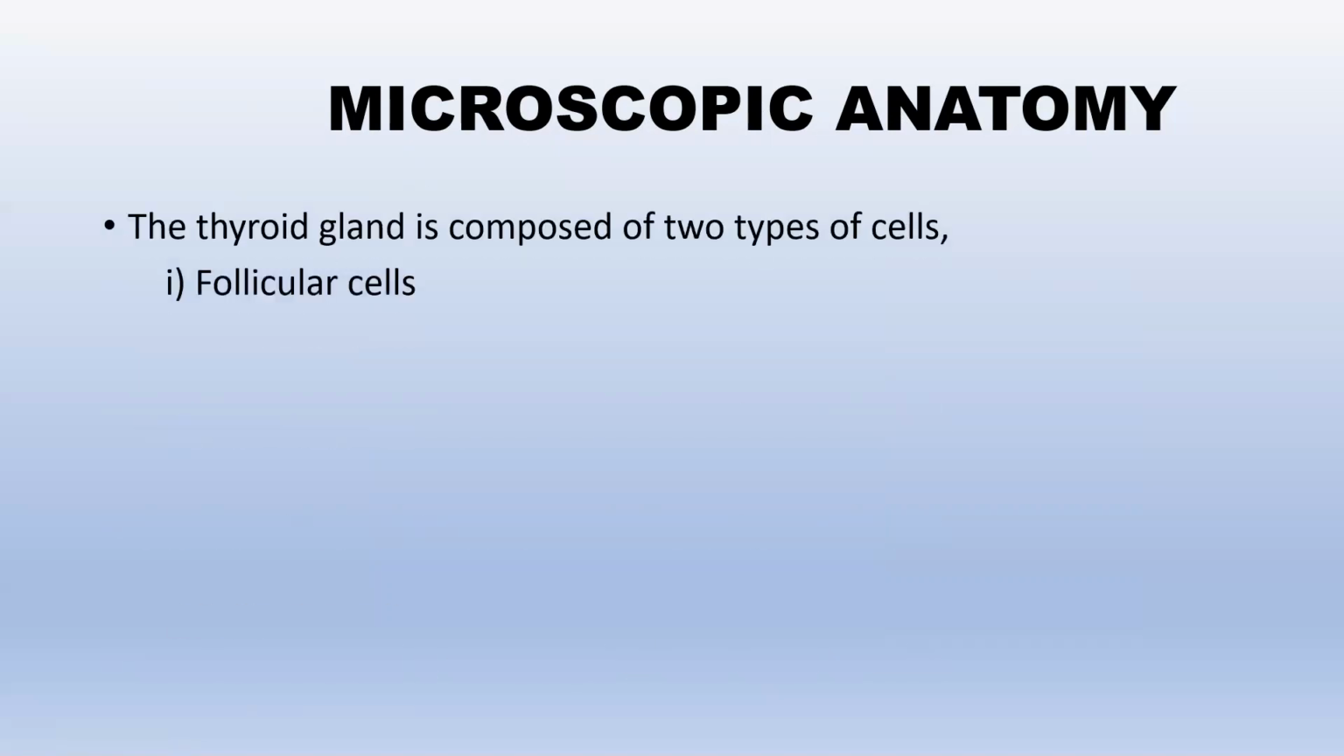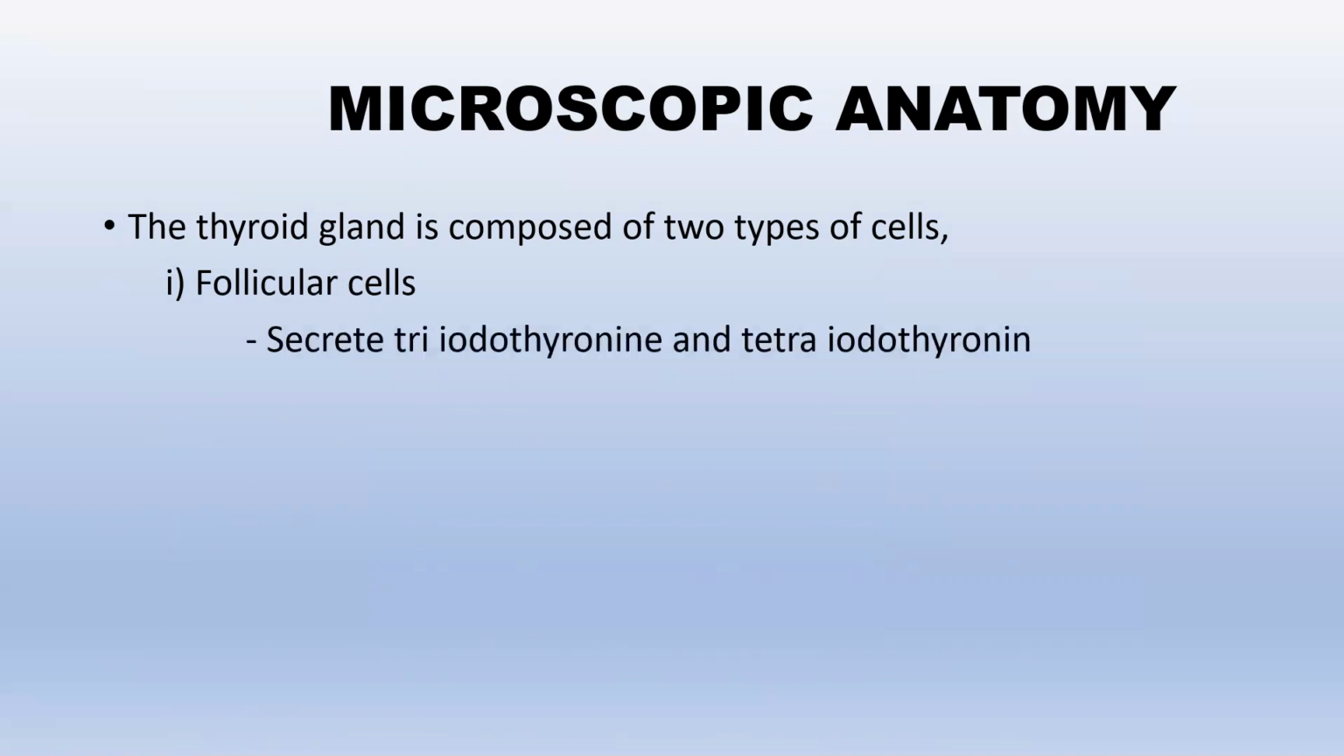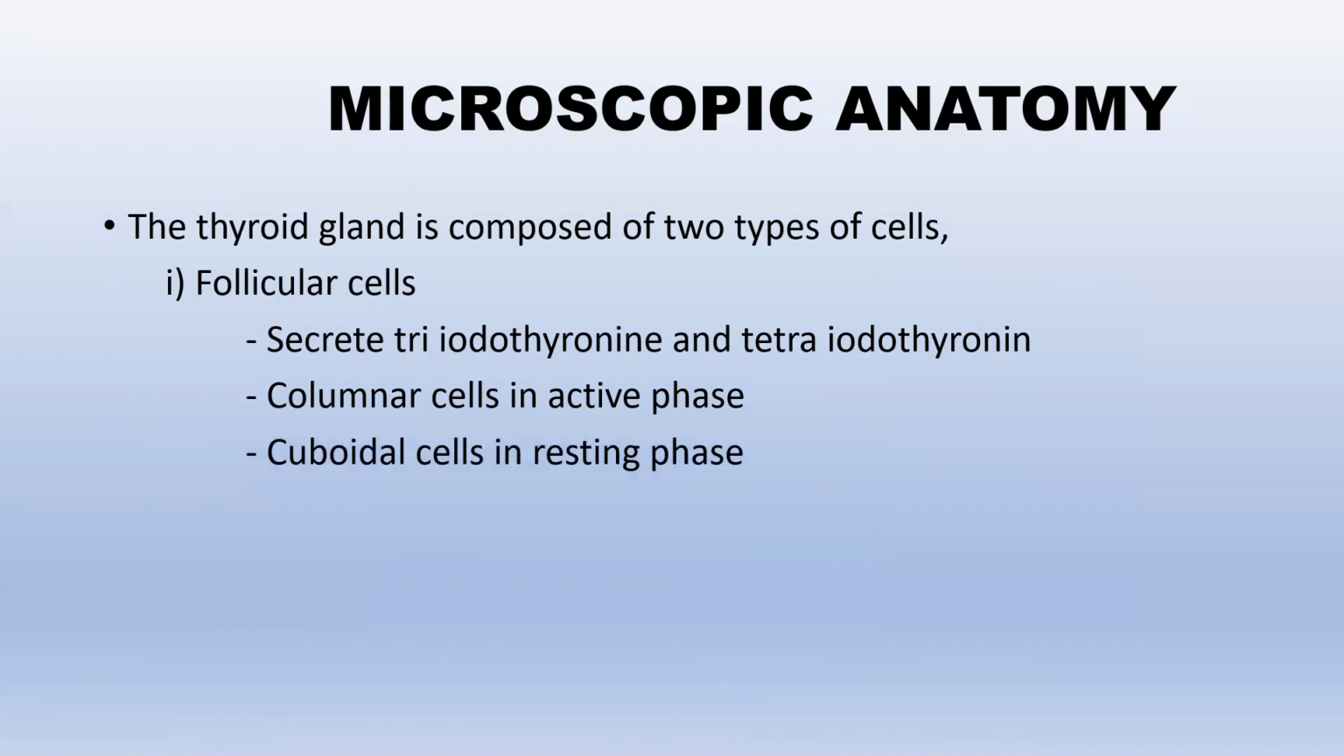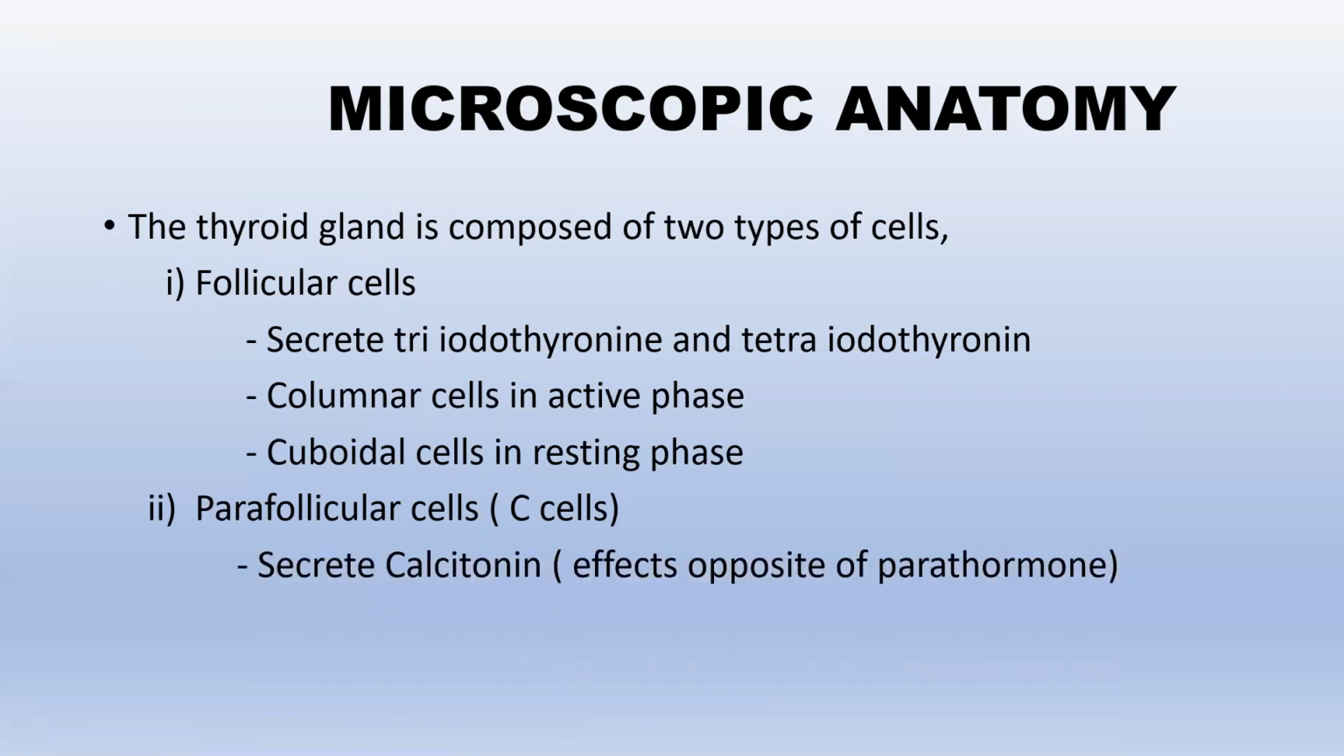It is made up of two types of cells. One is the follicular cells, another is the parafollicular cells. The follicular cells secrete triiodothyronine and tetraiodothyronine. We call them T3 and T4 or thyroxine. These follicular cells will be columnar when they are secreting, and cuboidal when they are in the resting state. The follicular cells are present along the linings of the gland. The parafollicular cells are present in between the follicular cells. They secrete calcitonin. This calcitonin has an antagonistic effect to parathormone. This is about microscopic anatomy.